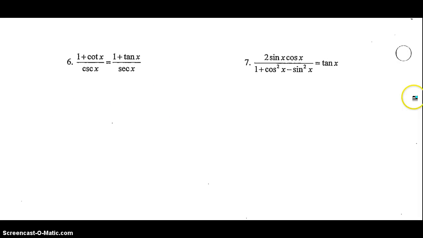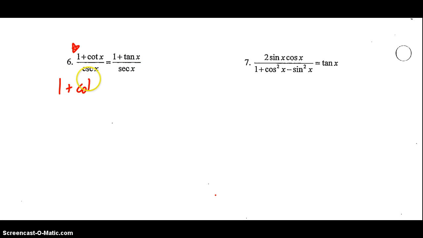Number 6. 1 plus cotangent x over cosecant x equals 1 plus tangent x over secant. You'll notice both sides are pretty much the same, so how do we know which one to start with? Well, take your pick. I don't really mind. Personally, I'm going to do the left side, because I'm a left to right kind of person. So let's see, 1 plus cotangent x over cosecant x. I'm trying to get to 1 plus tangent x, right?